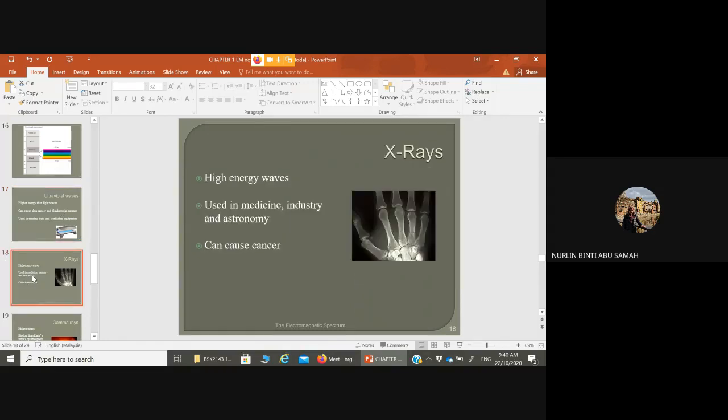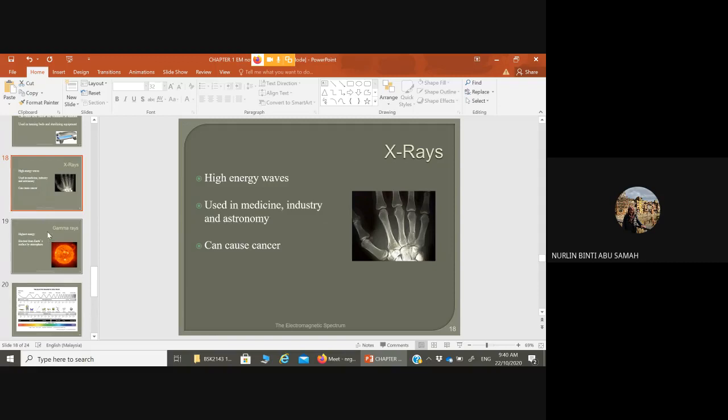Next is the X-ray. X-ray can be considered as high energy waves. It has been used in medicine, like X-ray to detect any crack in the bones, and in industry and astronomy. Also, this can cause cancer. That's why you cannot do X-ray for a medical checkup more than twice in a year. It will have an adverse effect.